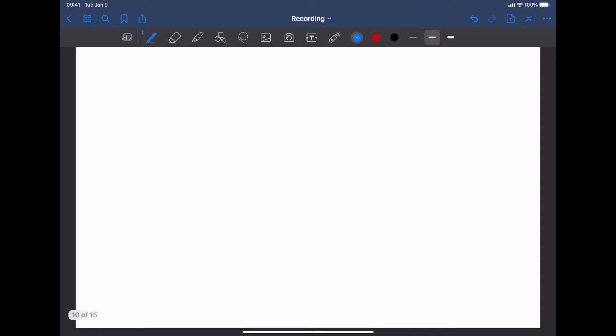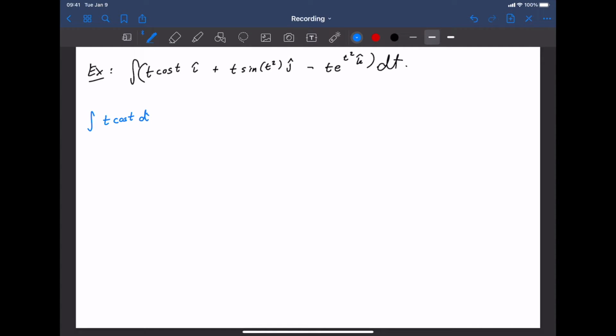For you guys, I would say the bigger concern is, do you remember how to integrate something like this? t cosine t in the I direction plus t sine t squared in the j direction plus minus t e to the t squared in the k direction. So for answer keys, I usually am not going to write it this way. But because I'm trying to show you all the different integration techniques you may or may not remember from previous years, let's go through it. This integral involves 3 separate integrals. First, in the I component, how do you integrate something like t cosine t?